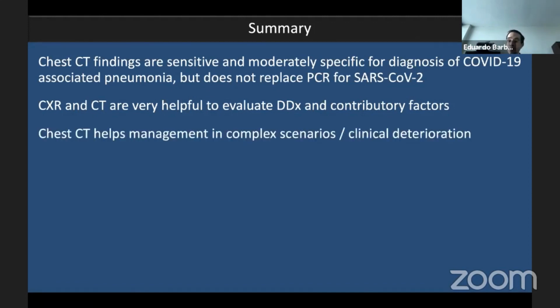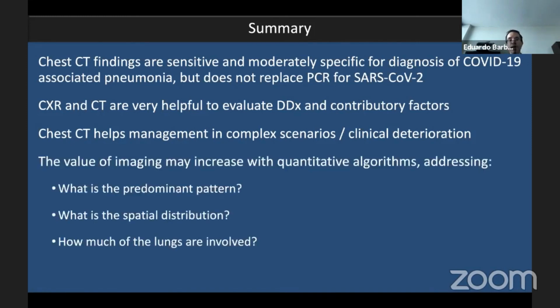Imaging helps management in complex scenarios, especially when we have clinical deterioration. And here's where I'm going to propose a link to research ideas in terms of how to tackle that, utilizing AI, artificial intelligence algorithms to analyze medical images, chest CTs and chest radiographs. I do think that the value of imaging may increase once we apply quantitative algorithms, as long as we can focus on addressing questions that are meaningful.